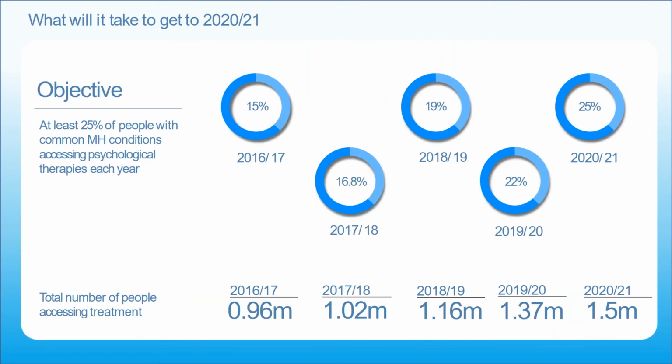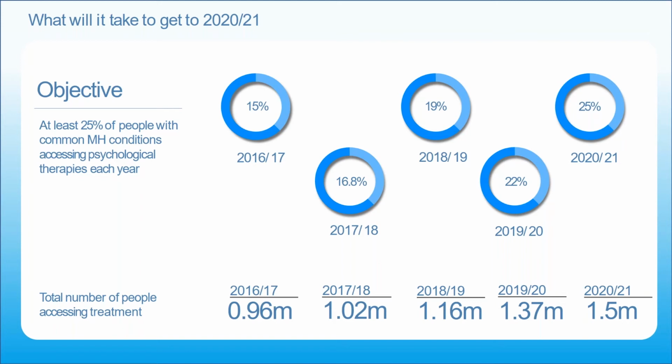And so building the business case, people are going to have to find a way to grow their services and deliver a higher productivity over the next couple of years. So again, it's the 15%, 16.8, 19, 22, and 25. And one of the ways this is going to be done is by increasing staff.